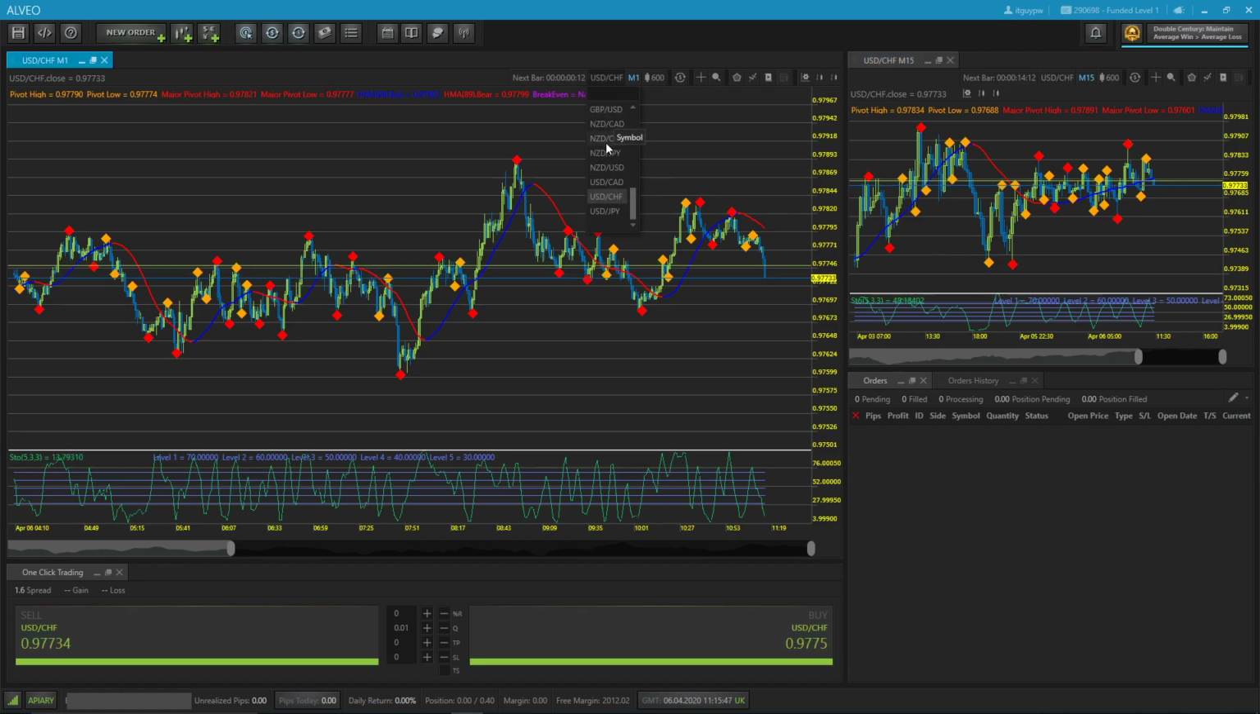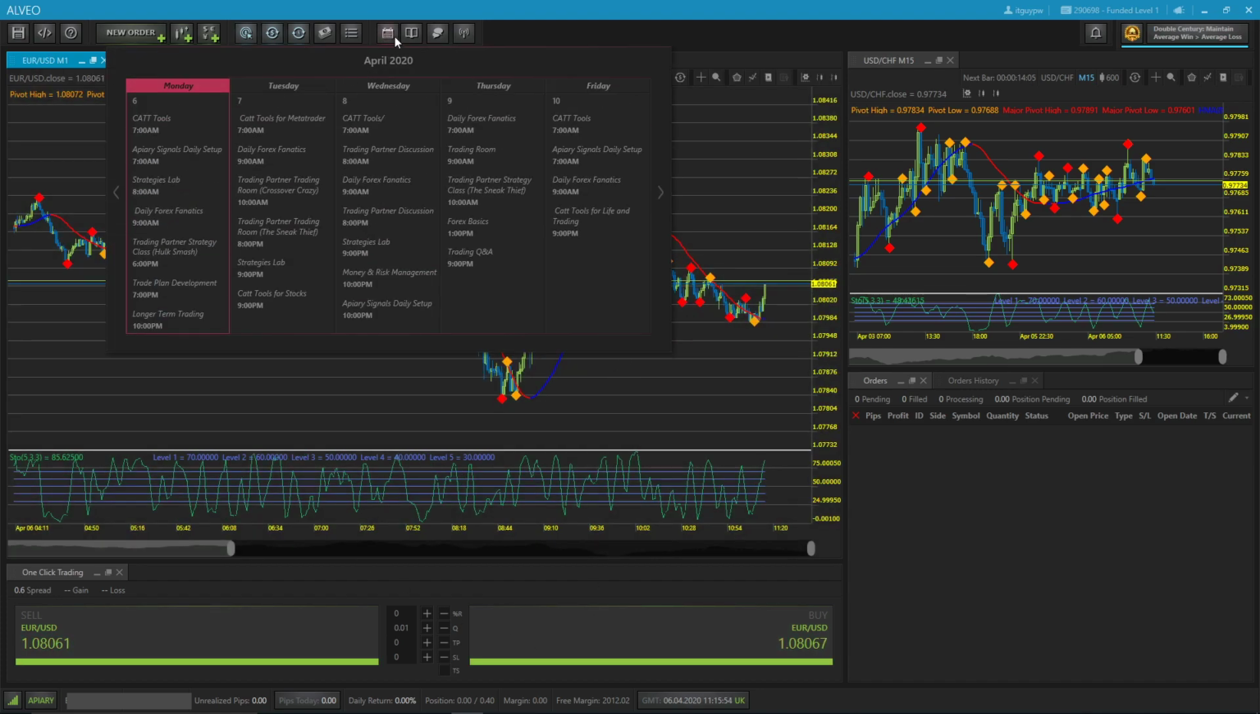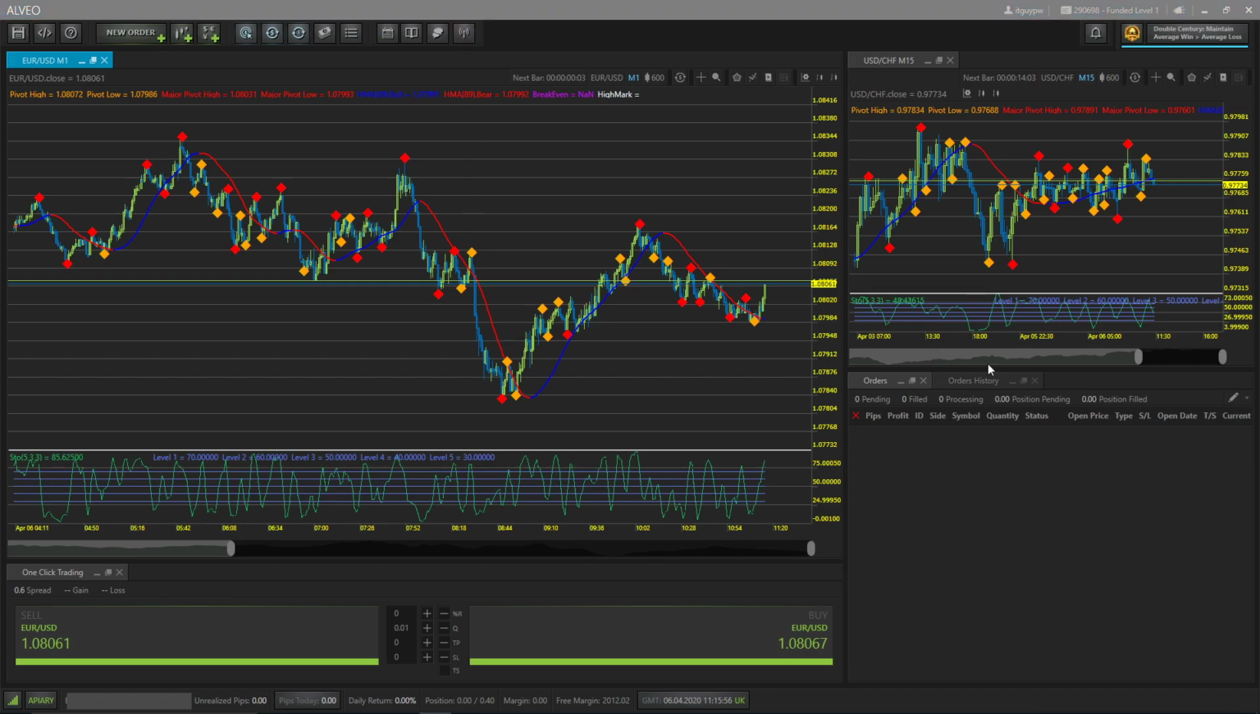I think I'm gonna go back to the Euro USD. We're gonna try to trade that. I'm gonna check for any news events. Doesn't look like anything's gonna be in our time frame that would affect the US dollar.